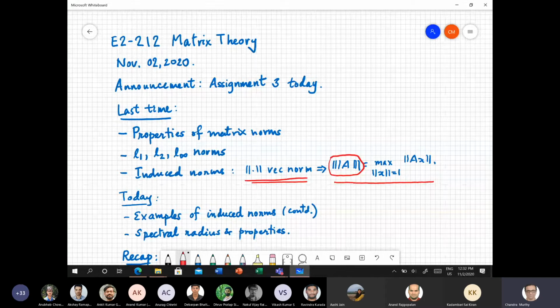And so these are called induced norms because there is an underlying vector norm that is inducing a matrix norm. And we started discussing examples of induced norms. And today we will continue and discuss one or two more examples of such induced norms, and then move on to discussing the spectral radius and its properties.